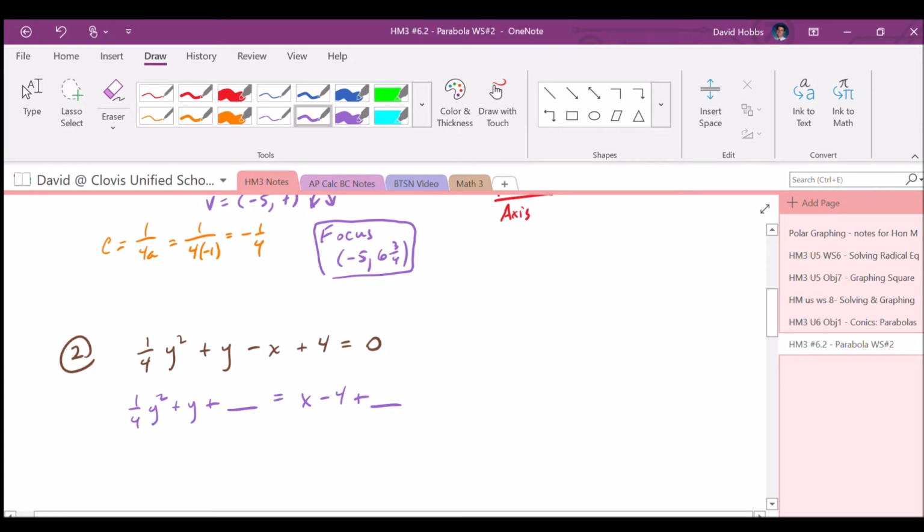And a couple different ways we can do this. One way we could do it is we could factor a GCF of 1/4 out of the y values over here. So I could factor out 1/4, and I'd have positive y squared. Now, 1/4 times what gives me positive 1? Well, 1/4 times 4y plus a blank is just plus a blank. And the other side we have x minus 4 plus blank.